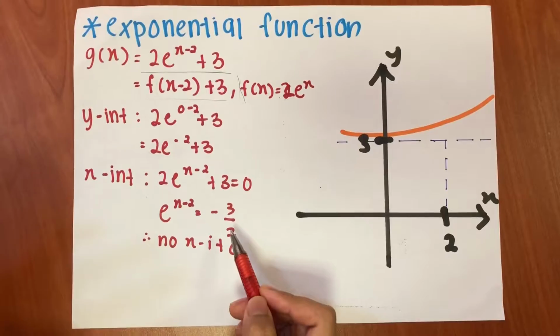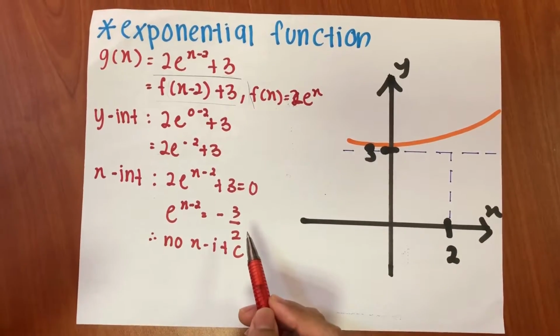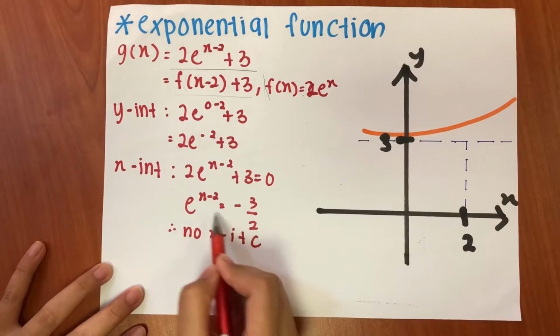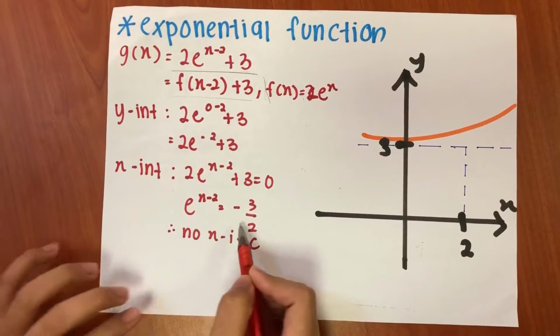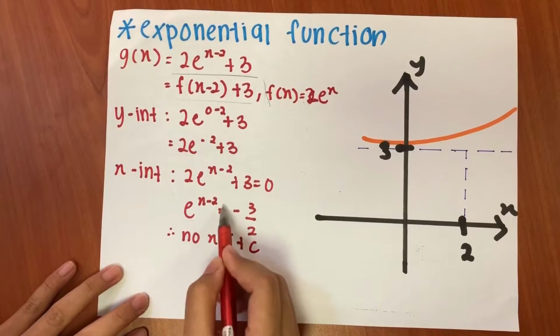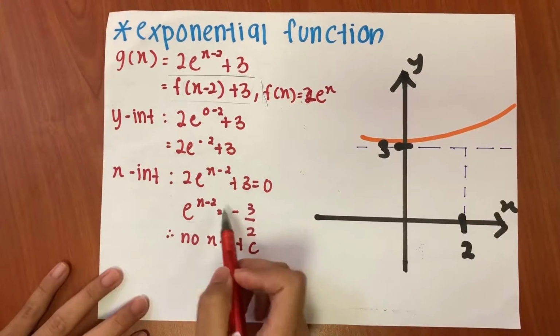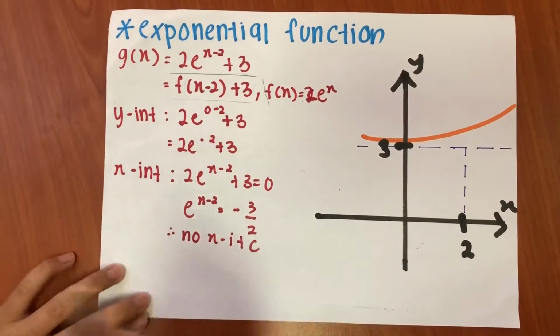For the x-intercept, it is not included. There is no x-intercept because it will not be valid. The value of x must always be positive, must be bigger than 0.